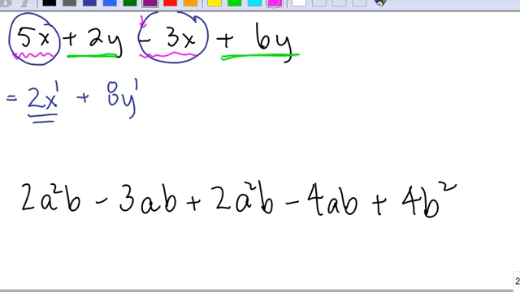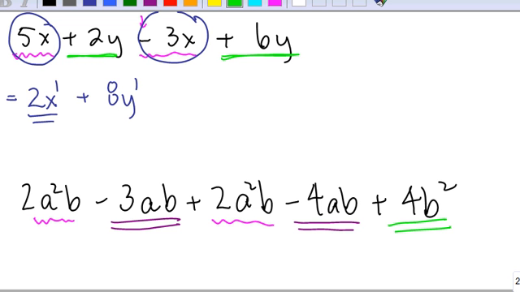So let's do another example. I'm going to first identify the like terms. Here I've got an a squared b, and here I've got an a squared b. And here I've got a negative 3ab, and here I've got an ab. And here I've got a kind of a loner, a b squared. So let's deal with the pink squigglies first. 2a squared b plus 2a squared b means I've got 4a squared b. 2 plus 2 is 4.